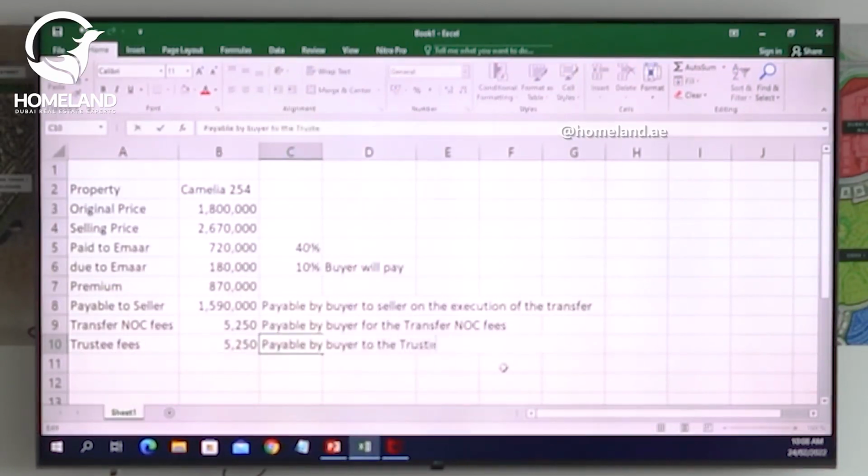Now it means 10,500. 5,000 for Emaar, 5,000 for the trustee office, because this is for the receiver, Emaar, different, this is for the trustee office. These are including VAT, right? It's actually 5,000 plus VAT, 250.